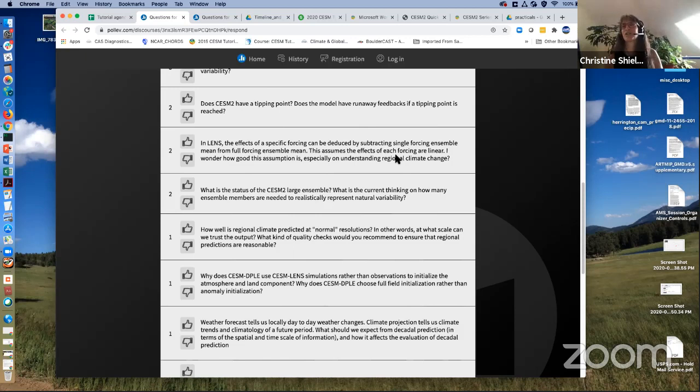So the next question: does CESM2 have a tipping point? Excuse me, does the model have runaway feedbacks if a tipping point is reached? Does anyone want to tackle this one?